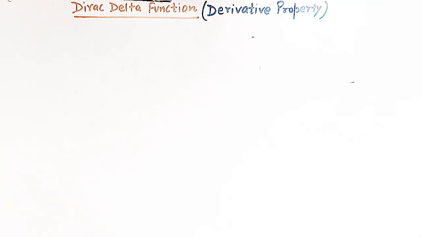Hello, viewers. In today's session, we are going to discuss some important problems related to the derivative property of Dirac delta function. We have already discussed a lot about the Dirac delta function and the problems related to its properties. So here we'll solve four problems related to the derivative property of Dirac delta function. Let us first see the derivative property, and then we'll solve the problems.